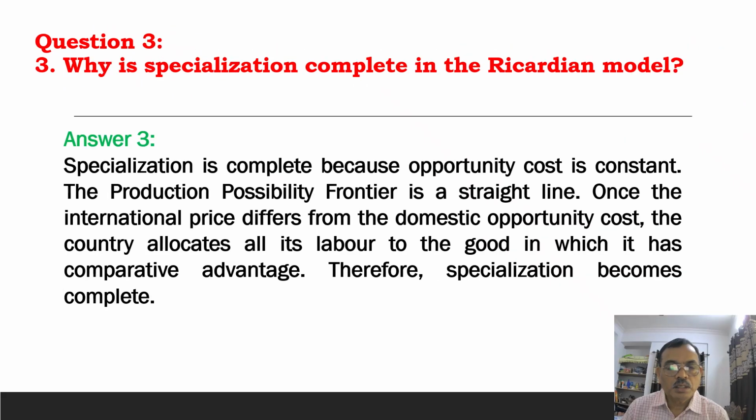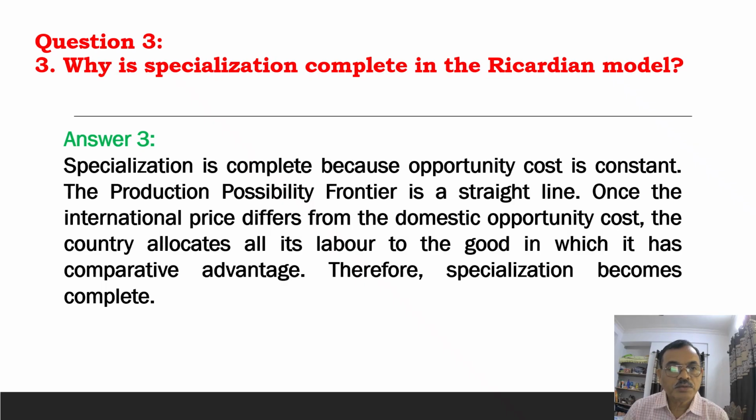Next, question number 3. Why is specialization complete in the Ricardian model? The answer to this question is that specialization is complete because opportunity cost is constant. The production possibility frontier is a straight line. Once the international price differs from the domestic opportunity cost, the country allocates all its labor to the good in which it has comparative advantage. Therefore, specialization becomes complete.